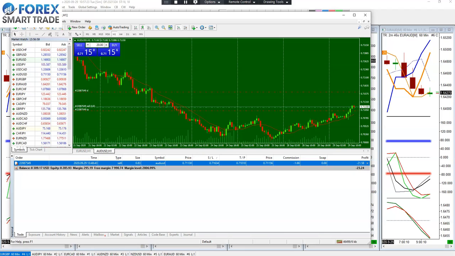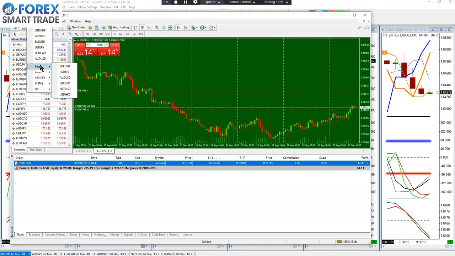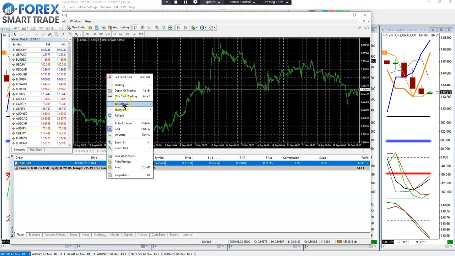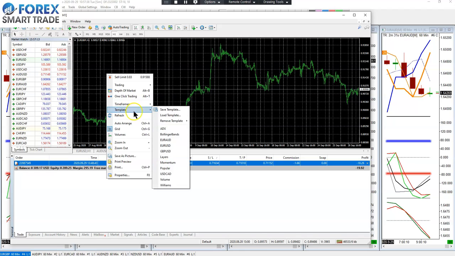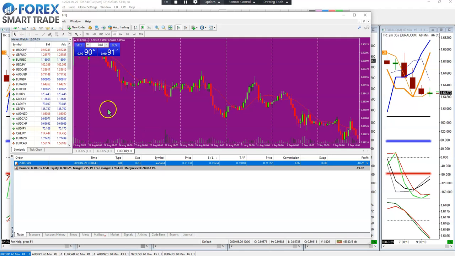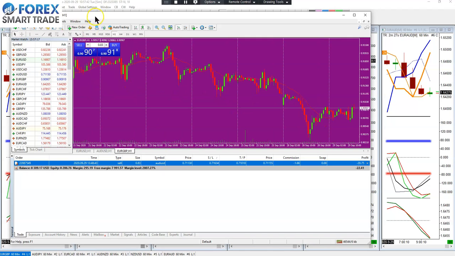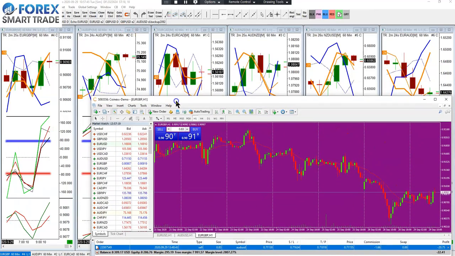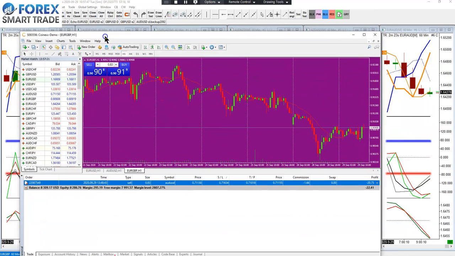I'm going to open up my chart. File, new chart. Great Britain pound. What was it? Euro Great Britain pound. I don't like this screen, so I'm going to make it to a screen I like. And what did we say the signal was? The signal was a sell.